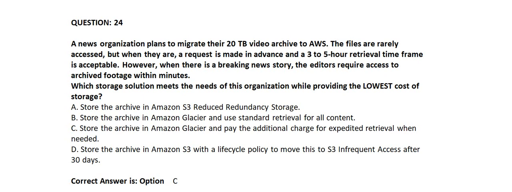Option A. Store the archive in Amazon S3 reduced redundancy storage. Option B. Store the archive in Amazon Glacier and use standard retrieval for all content. Option C. Store the archive in Amazon Glacier and pay the additional charge for expedited retrieval when needed. Option D. Store the archive in Amazon S3 with a lifecycle policy. Move this to S3 infrequent access after 30 days.